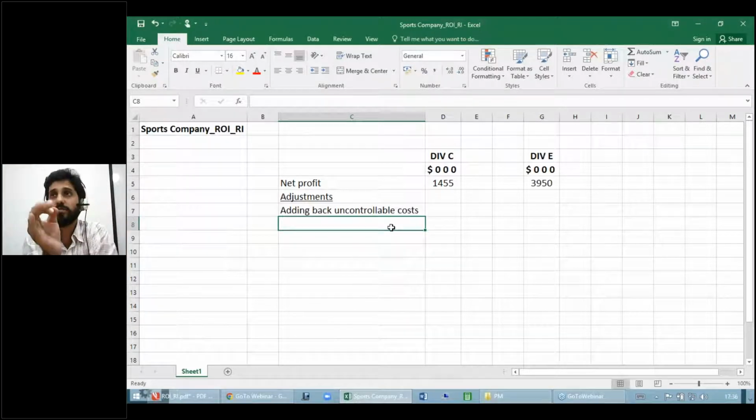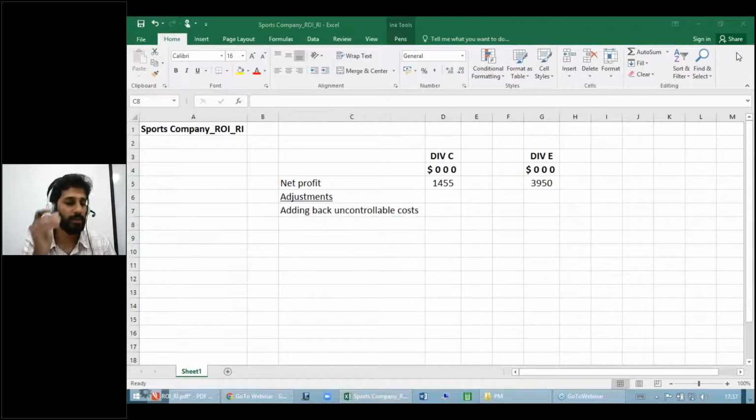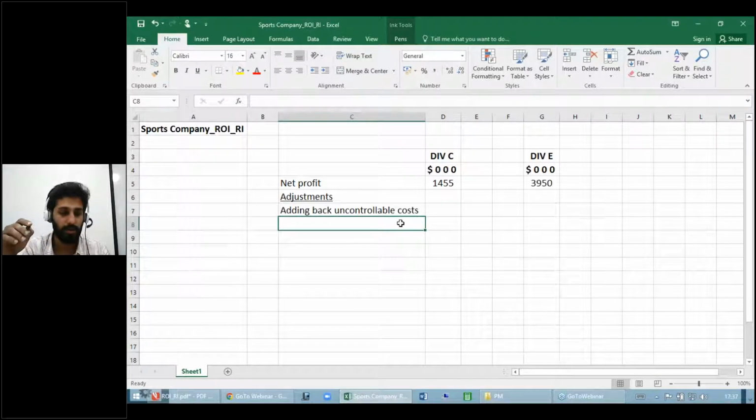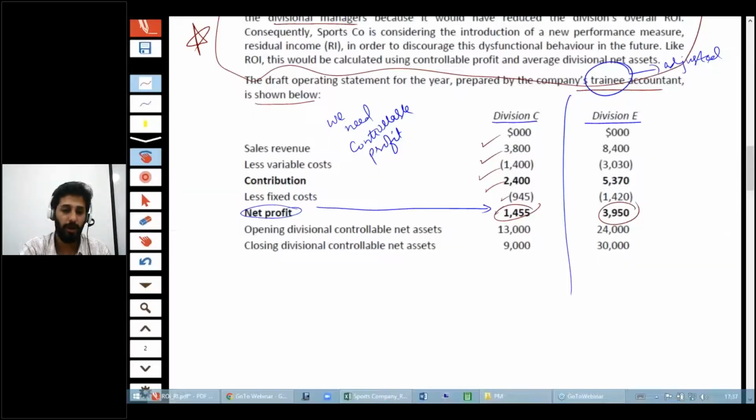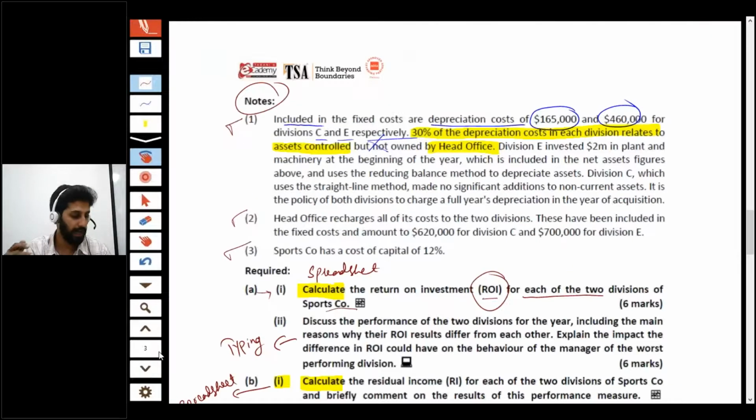See, the cost which is already deducted, I am not in a position to control that cost. Why shall I be burdened for that? The divisional manager would be demotivated if he or she is blamed for costs which are not controllable by him or her. So this is adding back uncontrollable cost. And what is the cost here? There are two things to be adjusted.